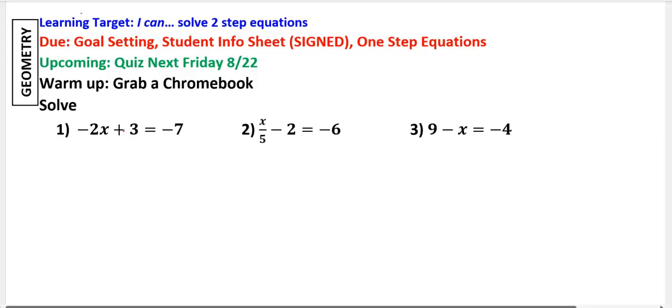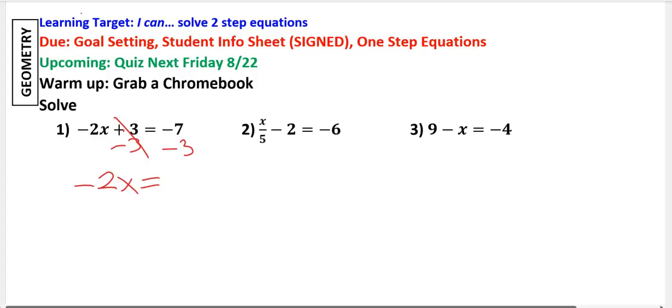How do I get rid of a +3? What's the opposite? Negative or minus or subtraction. -3. Cross out the opposites. Bring down what you have left over. So -2x comes down. Equals comes down. And then what is -7 minus 3?